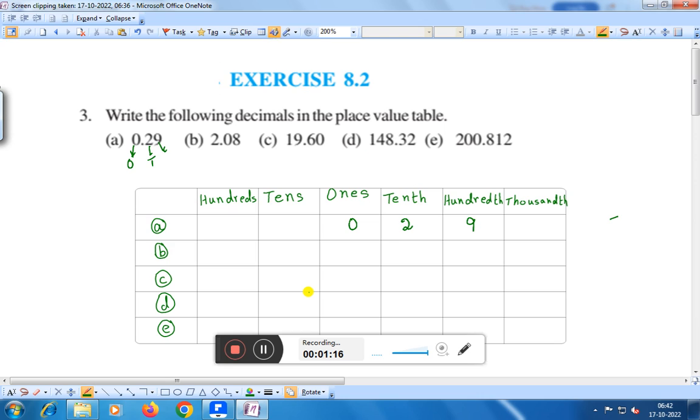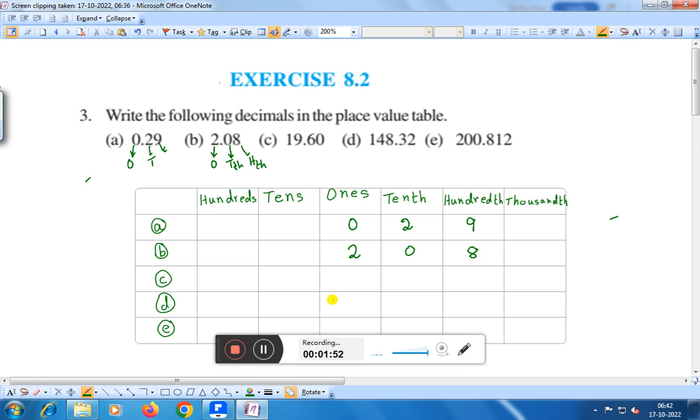Now question number B. Question number B is 2.01. This is the ones place, 2 is in the ones place, 0 is in the tenths place, and 1 is in the hundredth place, right? Therefore we have to write 2 in ones place, 0 in tenth place, and 1 in hundredth place. That is question number B.